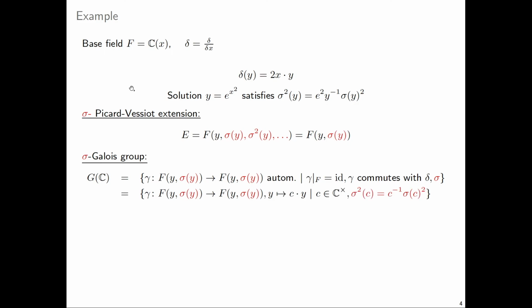So again, y needs to be mapped to a constant multiple since it's a differential automorphism. But now, if you apply sigma to this equation, then you get an extra condition, the red one down here, that we didn't have before. And then this is isomorphic to the subgroup of GL1 with this one condition. However, note that for the complex numbers, this is an empty condition because it's always satisfied, because on the complex numbers, our sigma is the identity.